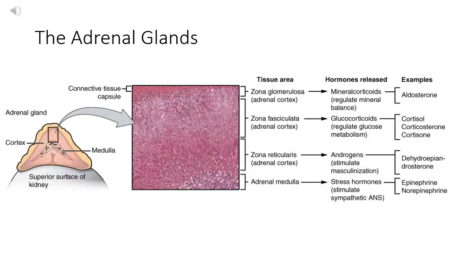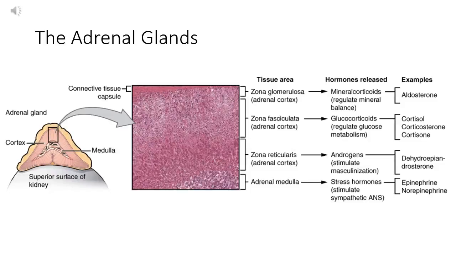The zona glomerulosa produces aldosterone, which belongs to a class of hormones called mineralocorticoids. The zona fasciculata produces glucocorticoids, such as cortisol. And the zona reticularis, which is the innermost region of the cortex, produces androgens, which are sex hormones.